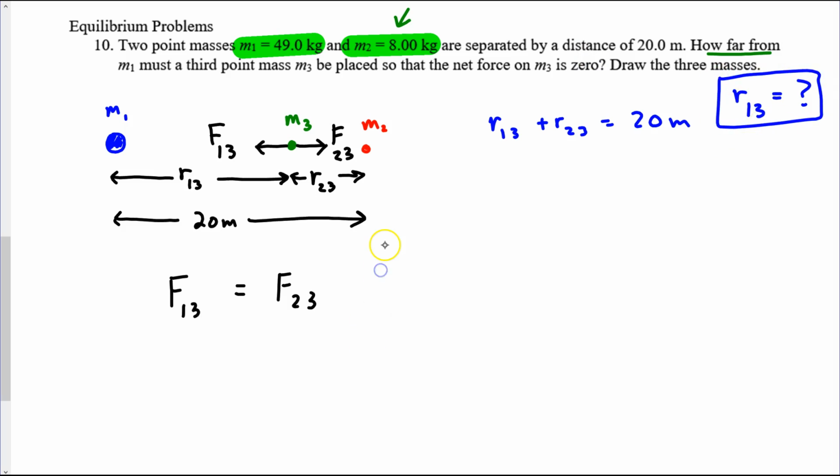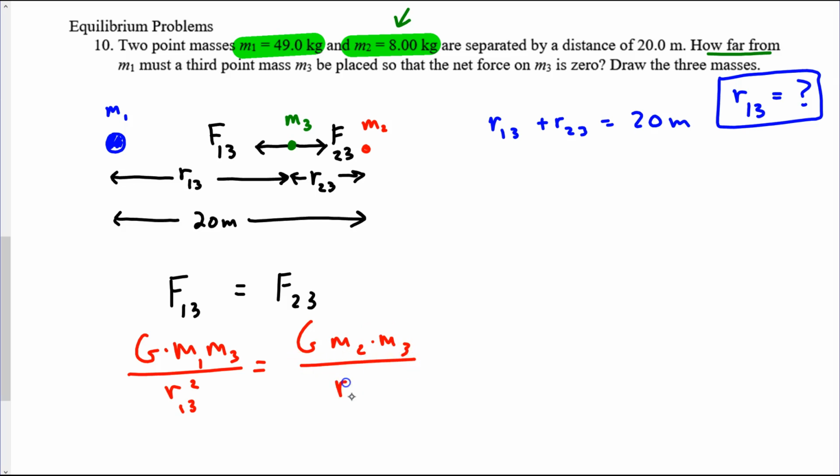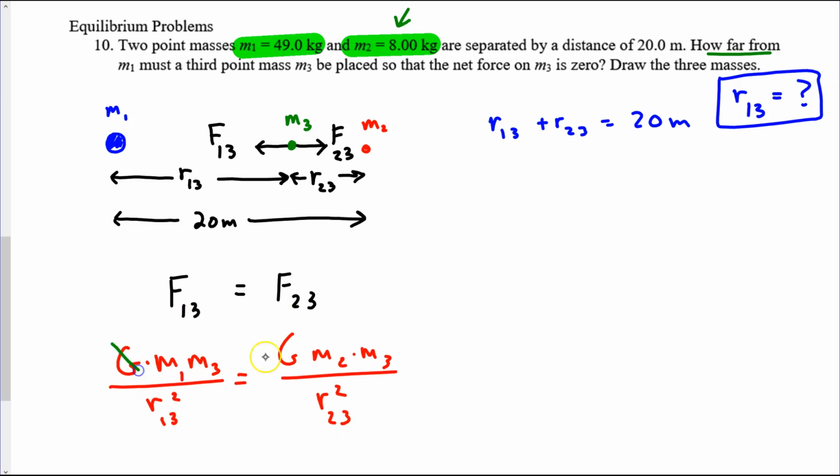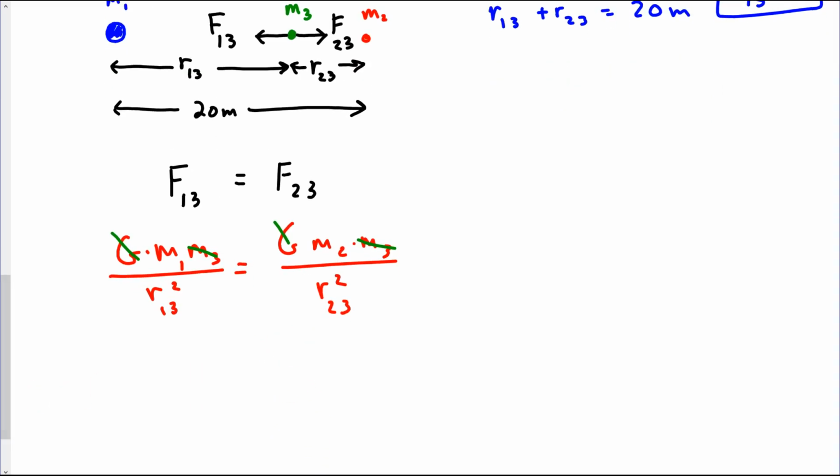Okay, how do we solve? We start right here. The forces cancel out, so they're perfectly equal. If we plug in with Newton's law of universal gravitation, this is the force between 1 and 3, and we divide by the distance between them squared. The right side is the force between mass 2 and mass 3, and we divide by the distance between those, squared, of course. Can we simplify? Yes! The G's cancel. The m3's cancel, and we know the values m1 and m2. This m1 they said was 49, and m2 they said was 8.